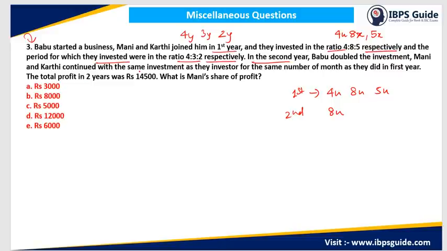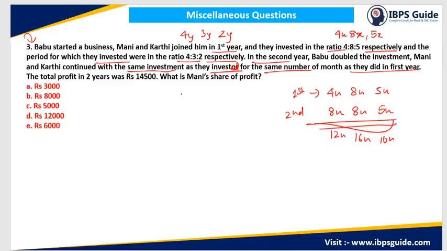Mani and Karti continued with the same investment, invested for the same number of months as they did in the first year. तो same amount भी रहता है and the number of months is also same. So this is 8x and this is 5x. Okay. Now the total investment in 2 years will be what? This will be 12x and this will be 16x and this will be equal to 10x. So this is your total investment, right?